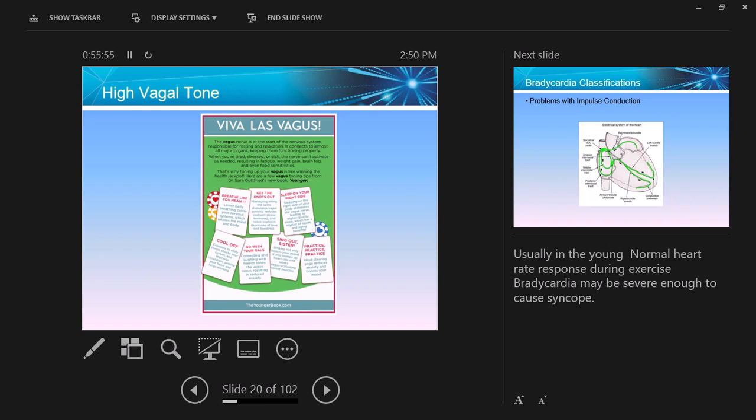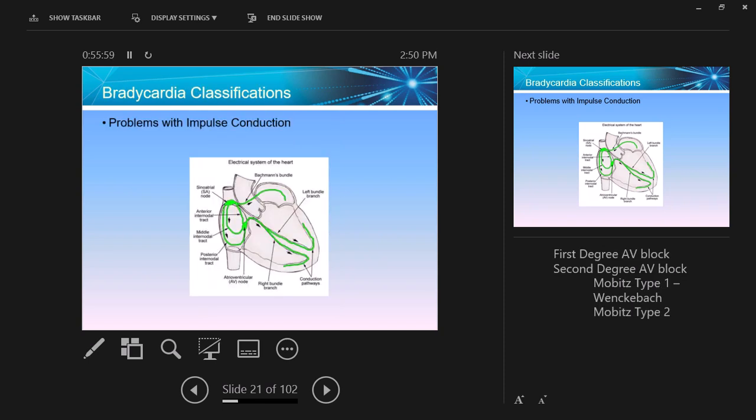Impulse formation, or formation of the impulse. I don't care how you put it, okay? Second one is going to be impulse conduction. Now let's think about this for just a minute.